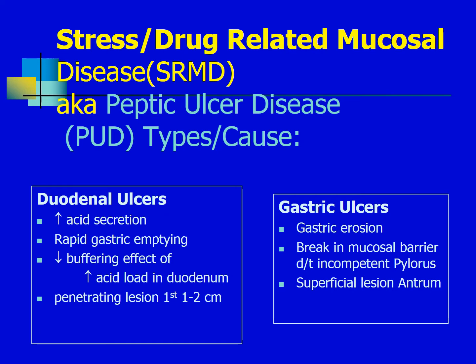Whereas with gastric, the food actually increases the gastric production, causing more pain. So it doesn't get better with food. It gets better with empty stomach, right? So with gastric, there's gastric erosion, and then there's breaking in the mucosal. The incompetent pylorus helped in that, and then of course the superficial lesions are present. Next slide.